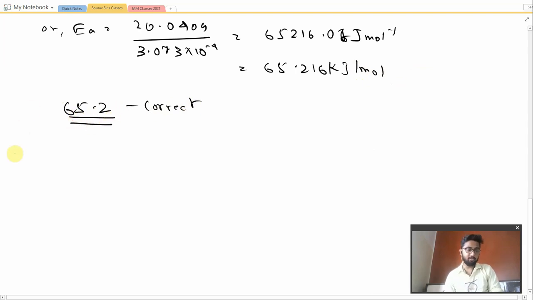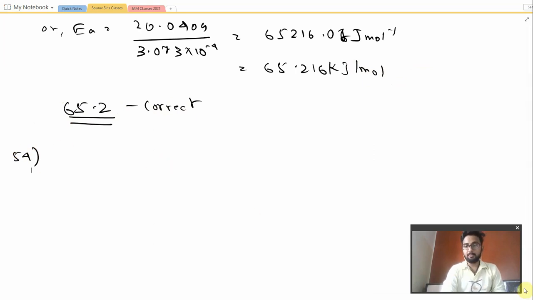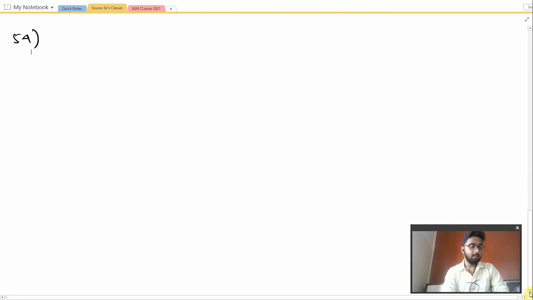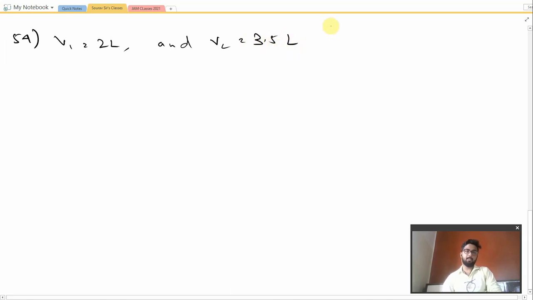Moving on to the next question, question number 54. It says that 2 liter of a gas at 1 atmosphere is reversibly heated to reach a final volume of 3.5 liter. So the initial volume V1 is 2 liter and the final volume V2 is 3.5 liter, and the pressure is equal to 1 atmosphere, it is given.